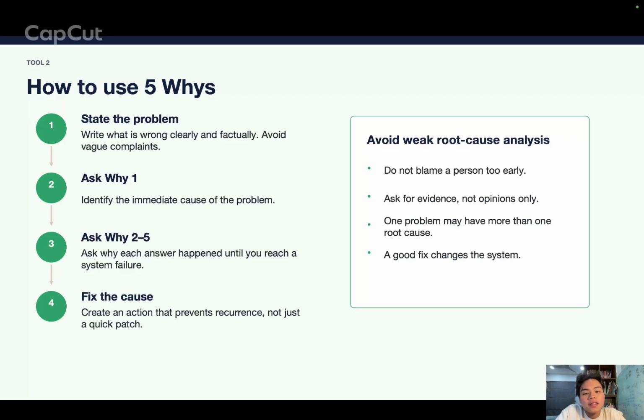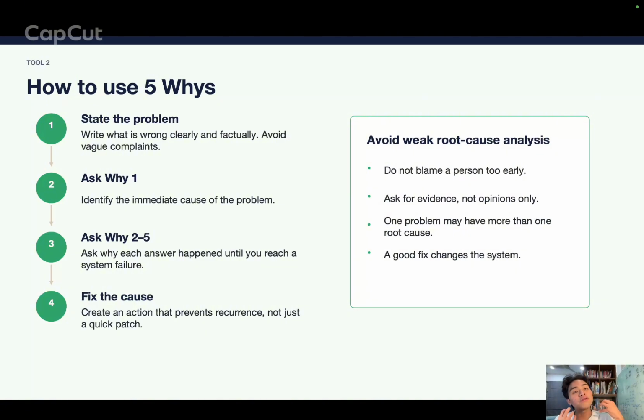Step 1, state the problem. Describe what went wrong clearly and factually. Avoid statements that are vague. So for example, if I say, this project was a disaster, this is too vague, too broad. A better statement would be, the project was delivered 2 weeks after the agreed deadline, so it was late.